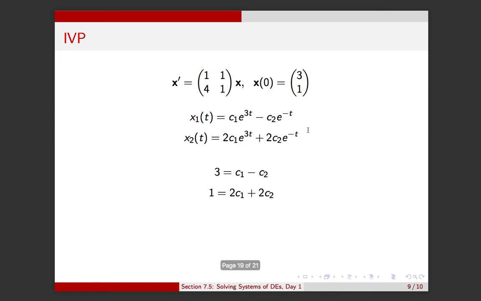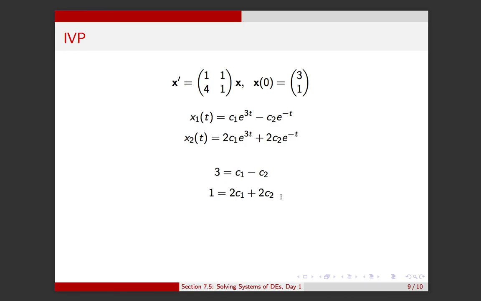So let me just put the consequence of that. When time is 0, x1 is supposed to be 3. So here's a 3, and then if you plug in time 0 in here, you're just killing these exponentials to 1. So c1 minus c2. When time is 0, x2 is supposed to be 1. So there's a 1. And here's x2. If you plug in zeros for t, you get 2c1 plus 2c2. Right? This is a 2 by 2 regular algebraic system.